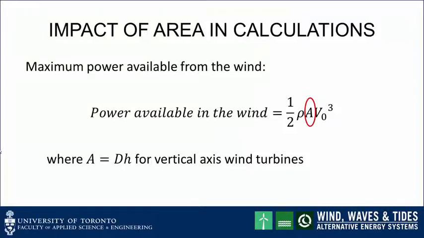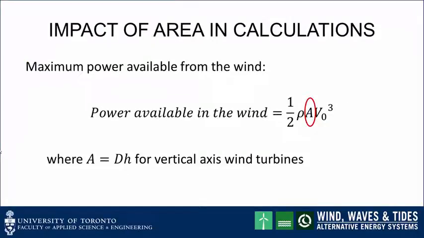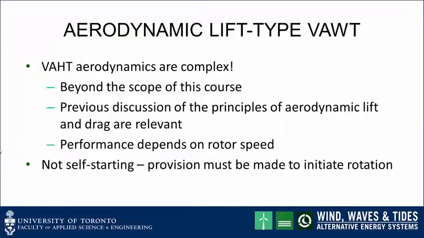In all of our wind turbine studies, we have started with the power available in the wind. Note that this formula and many other power formulas contain A, which is the flow area, as noted on the previous slide. So for vertical axis wind turbines, once again I remind you that for rotor diameter d and height h, the flow area is equal to d times h.